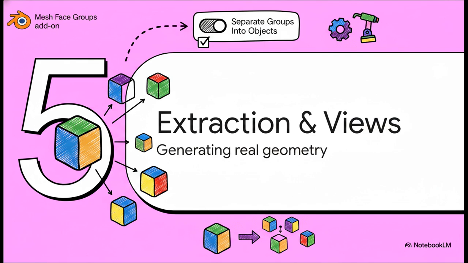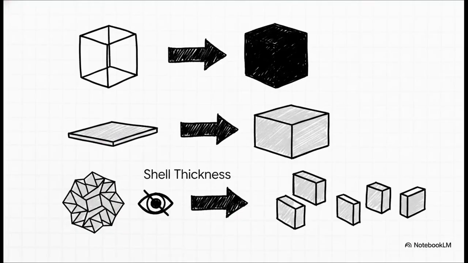All right, let's get to the real visual payoff. Section 5, Extraction and Exploded Views, Converting Previews into Real Geometry. Once your color-coded preview looks solid, you just hit Separate Groups into Objects. The tool duplicates the source mesh for each group, deletes the outside faces, and generates real, distinct parts.